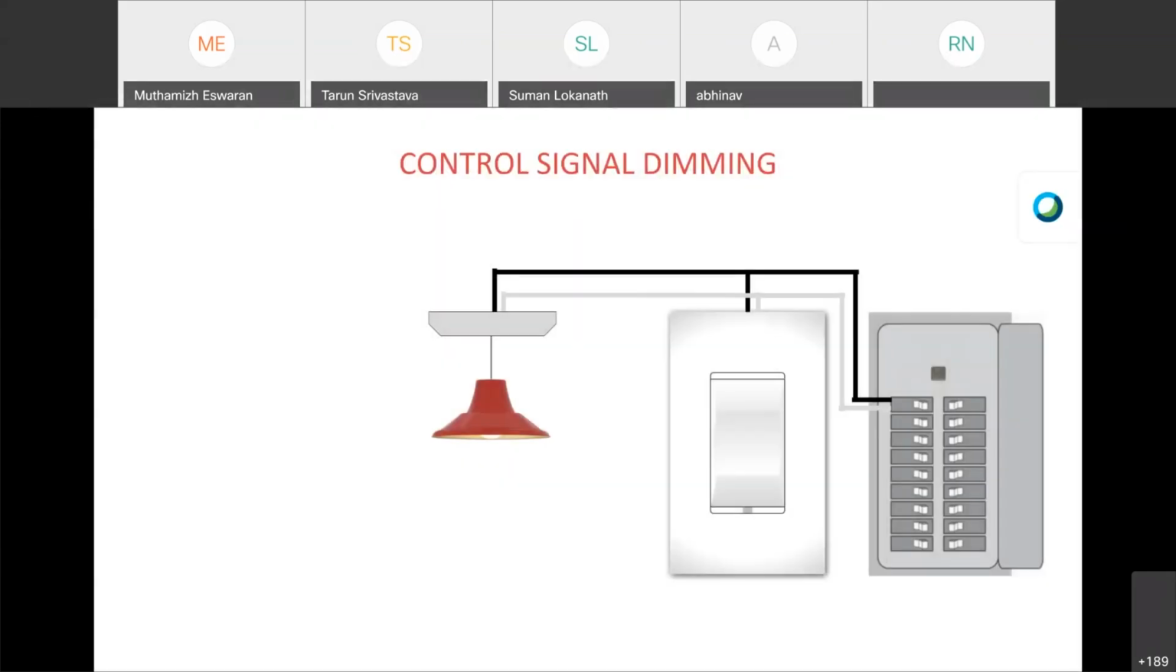Right. So the first one is the phase cut dimming option, where you will control the phase directly. And the next one is your analog dimming. When we say analog dimming, not only analog, even digital dimming, all of those are using something called control signal dimming options, where you will not directly control the load, but use a ballast or maybe a driver to control it.